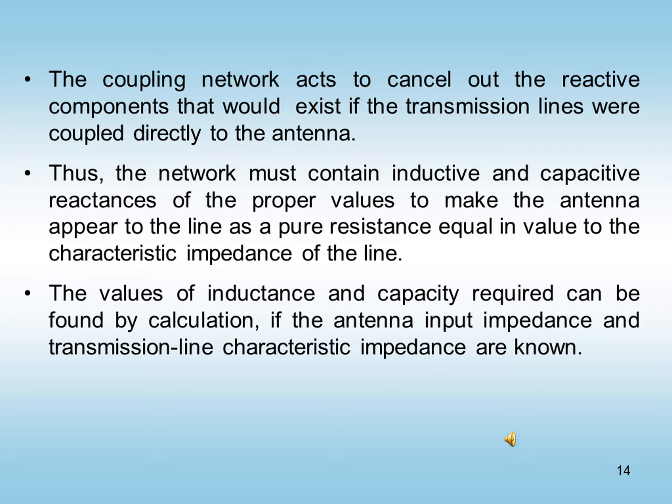Thus, the network must contain inductive and capacitive reactance. So the network must have the appropriate inductive and capacitive reactance of the proper values to make the antenna appear as a pure resistance equal in value to the characteristic impedance of the line. They must cancel each other, so the output's overall impedance is just the resistance. This resistance must be equivalent to the characteristic impedance of the line. So this will be the proper matching system.